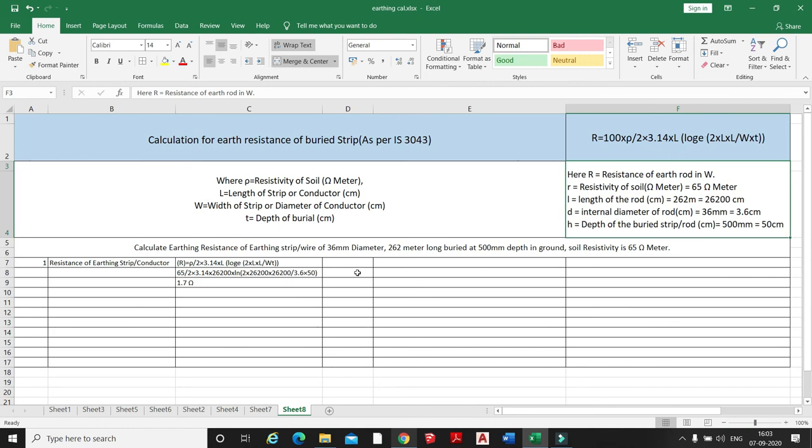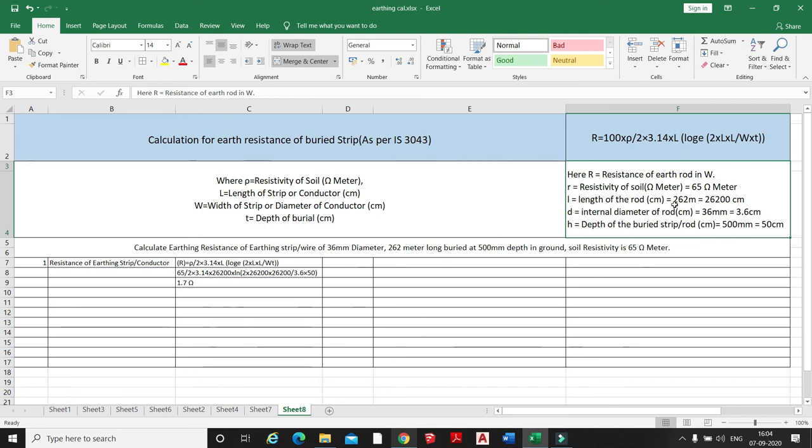Now this is the example: calculate the earth resistance of an earthing strip of 16 dia, 262 meter long, buried at 500 depth in ground, and soil resistivity is 65 ohm meter. The values are given here. Rho is the resistivity of soil, 65 ohm meter. L is the length of the rod, 262 meter, which converted into centimeters is 26200 centimeter. D is the internal diameter of the rod, which is 3.6 centimeter. H is the depth of the buried strip, which is 50 centimeter.